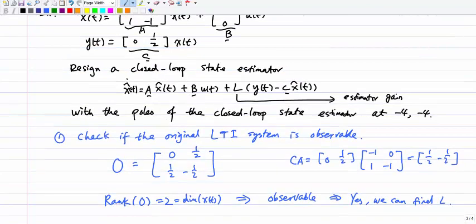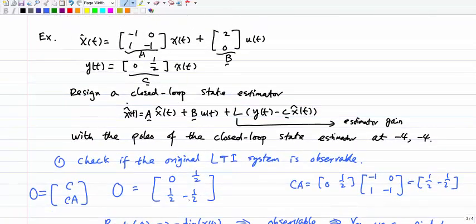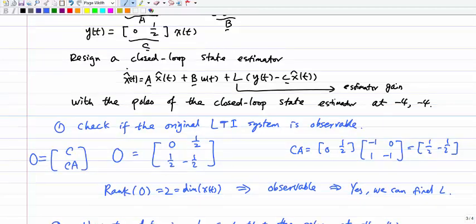Okay. So I want to check that the original linear time invariant system is observable. To do that, I want to check the rank of the matrix O, which is basically C and CA. C is [0, 1/2] right here, and C times A is given by [1/2, -1/2]. We just put it over here. All right, C and CA, so it's [0, 1/2; 1/2, -1/2]. So apparently the rank of O is 2, because these two columns are independent, and that equals the dimension of x(t). X has 2 states, so the dimension is 2. So this is observable, which means yes, we can find L such that the poles of the closed loop state estimator are at -4, -4. That's doable.